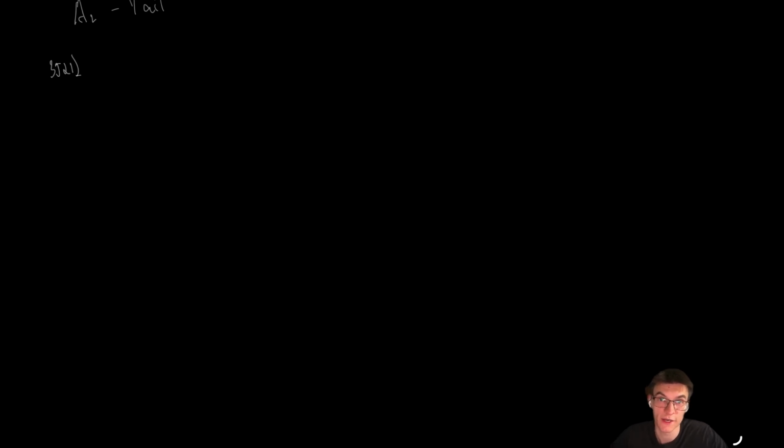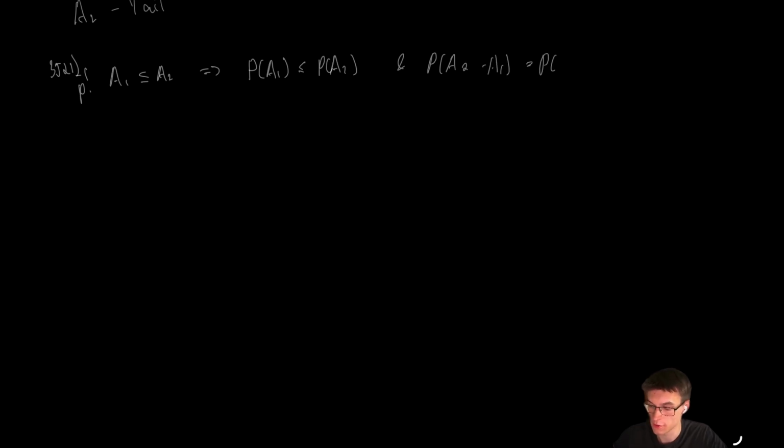The first problem that I would like to consider in this episode, which is pretty simple, is to prove that if we have two events, event A1 and event A2, and event A1 is a subset of event A2, then the probability of A1 is less than or equal to the probability of A2, and the probability of A2 minus A1 equals the probability of A2 minus the probability of A1, like this: P of A2 minus P of A1. So let's get started with proving this.